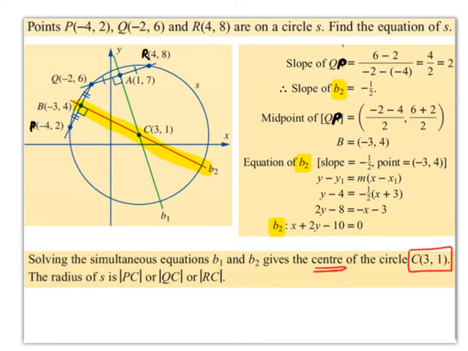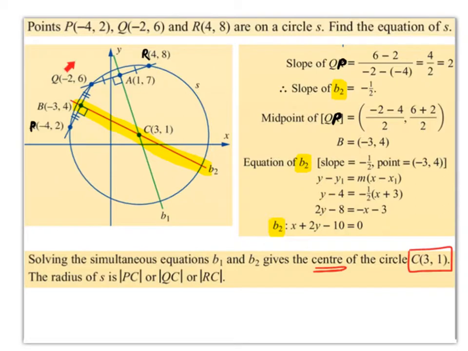In the same way, we take the other 2 points, P and Q. P is minus 4, 2 and Q is minus 2, 6. So that's the chord. Again, we're going to get the slope of that chord. Using minus 4, 2 and minus 2, 6, we sub into our slope formula. We get a slope of 2. Turning it upside down and changing the sign, the slope of B2, the perpendicular bisector, is minus a half.